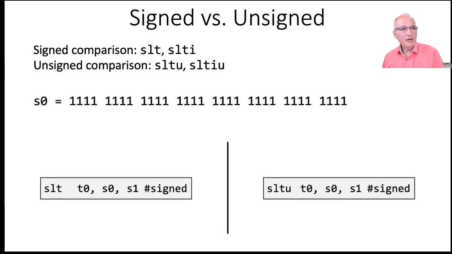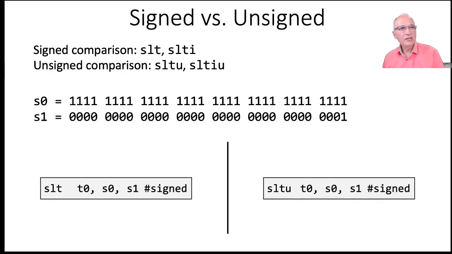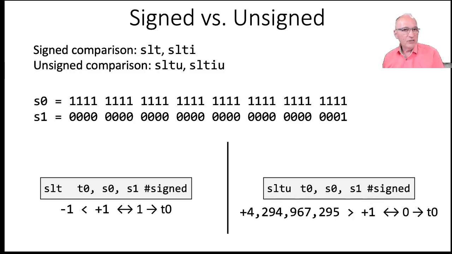So let's consider what happens if S0 happens to have all the bits equal 1 and S1 has the value 1. If I interpret these values as signed numbers, so two's complement numbers, S0 is the value minus 1 and S1 is the value plus 1. And I'm saying that I need to set the value of T0 if S0 is less than S1, and it's true: minus 1 is less than plus 1. If I use the unsigned version of this operation, S0 will be interpreted as an unsigned integer. So this will be a very, very large number. And in this case, T0 will receive the value 0.